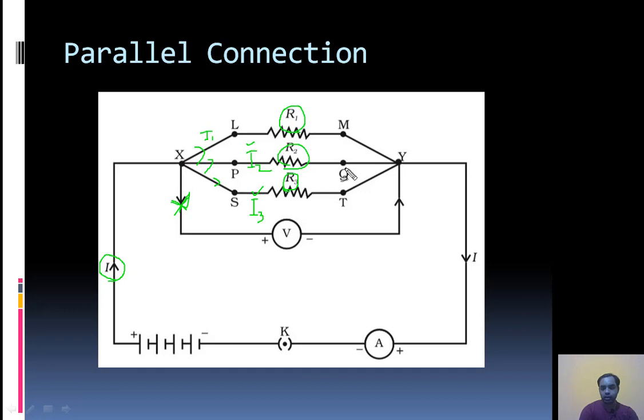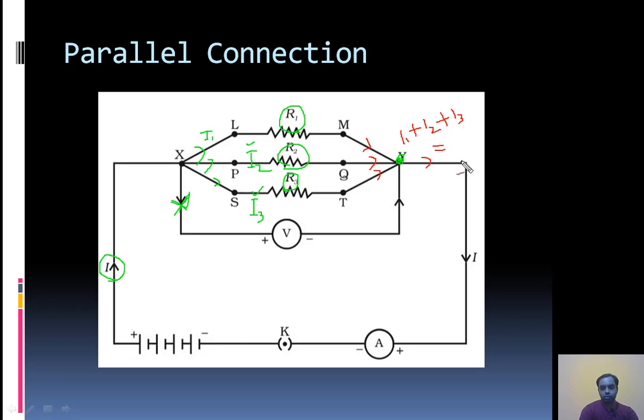So when these three currents pass through the resistors individually and come to this point Y, what will happen? Again these three currents will be added, that is I1 plus I2 plus I3. So from here I1 current is coming, from here I2 current is coming, from here I3 current is coming. These three currents will be added here and pass through this wire. So the sum of I1, I2 and I3 will be equal to I.